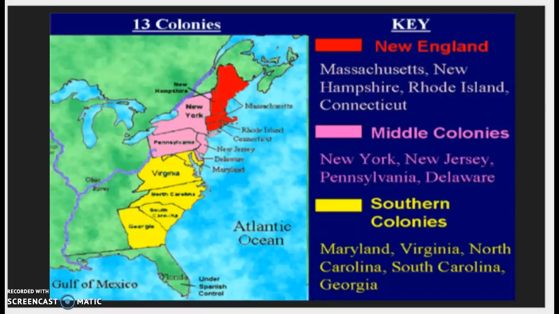All right, welcome. This is a very quick review of the 13 British colonies, focusing on regions and the unique characteristics of each of the 13 colonial regions. We're going to look at New England, which consisted of Massachusetts, New Hampshire, Rhode Island, and Connecticut, the Middle Atlantic region of New York, New Jersey, Pennsylvania, and Delaware, and the southern colonies, Maryland, Virginia, the Carolinas, and Georgia.